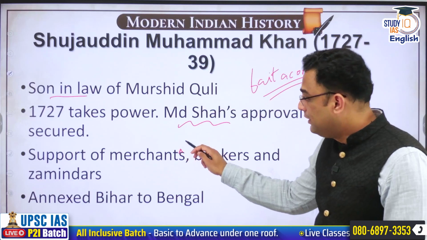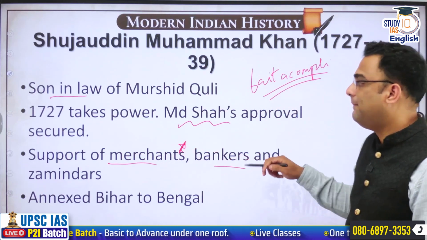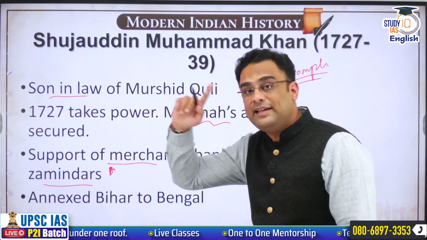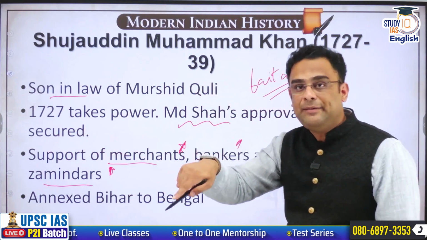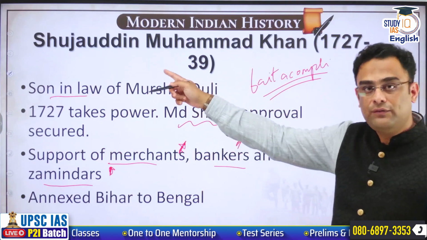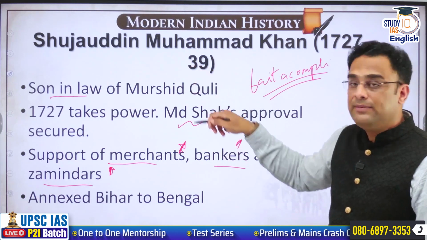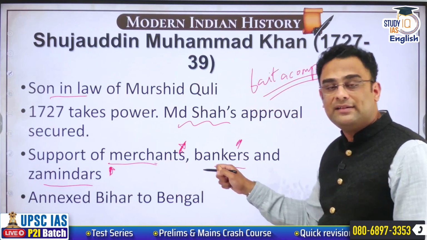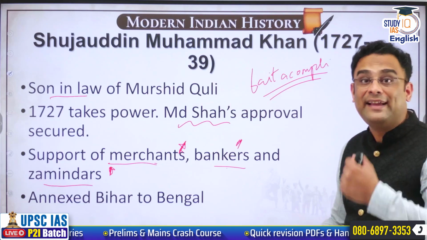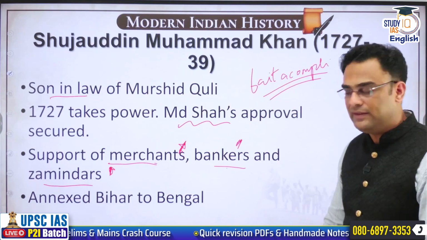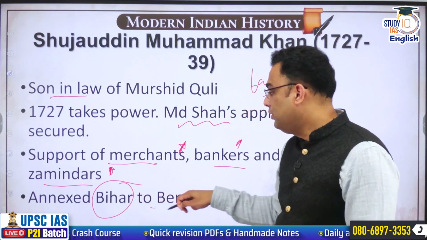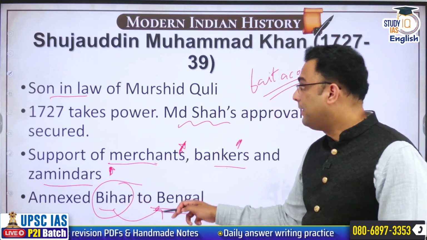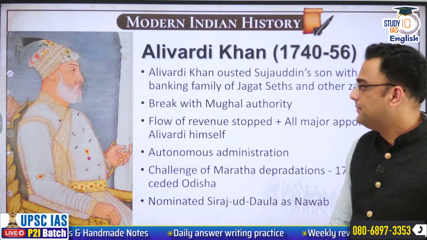He secured his position, note this, with the help of merchants, bankers, and zamindars. So these are the powerful people that were created by Murshid Quli Khan, and these same people will now start to dabble in politics of Bengal. The next Nawab is coming to power not on the dint of his sword, but with the support of merchants, bankers, and zamindars, the same people who have been made extremely powerful by Murshid Quli Khan's policies. He annexed Bihar to Bengal. Bihar, which used to be an independent province or Suba, is now attached to Bengal by whom? By Shujauddin Muhammad Khan. Okay.